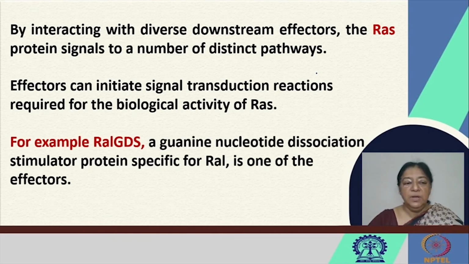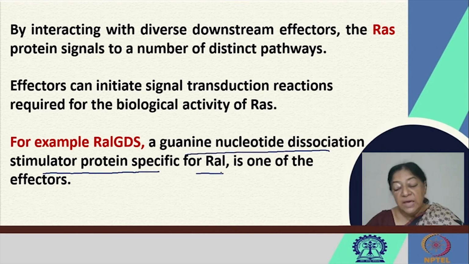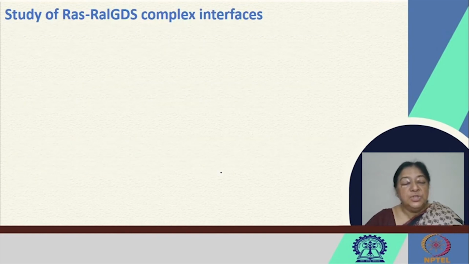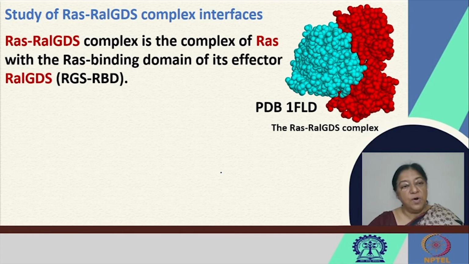For example, we will just look at an example of an interface. This guanine nucleotide dissociation stimulator protein specific for RAS is one of the effectors. So the study of these complex interfaces is going to give us some information about how they can be targeted for design of any drugs.